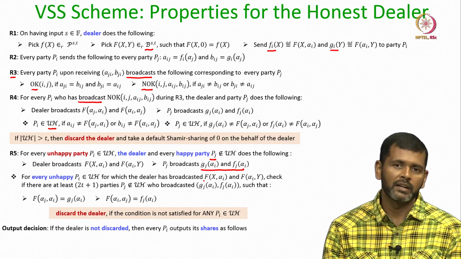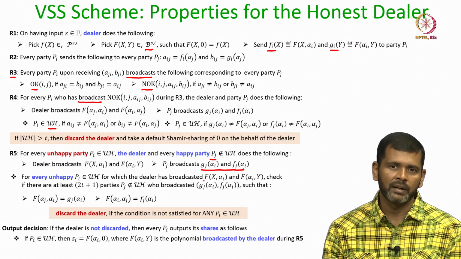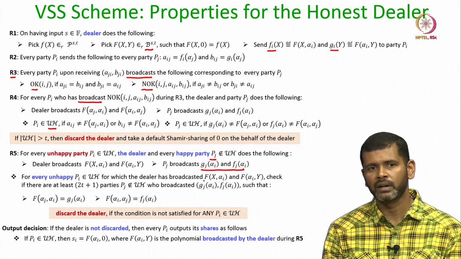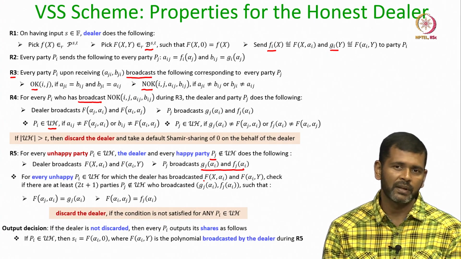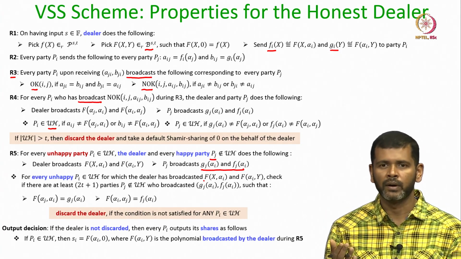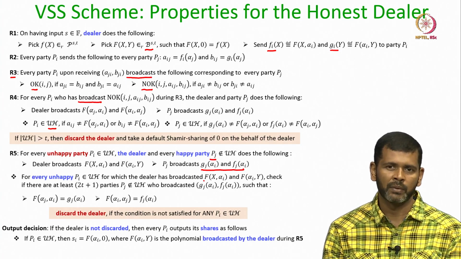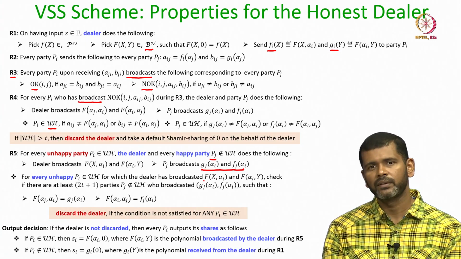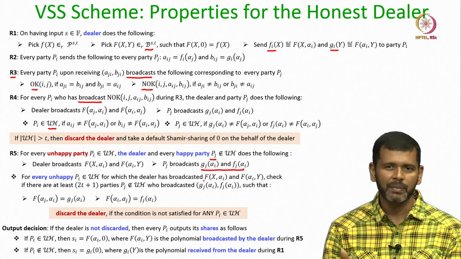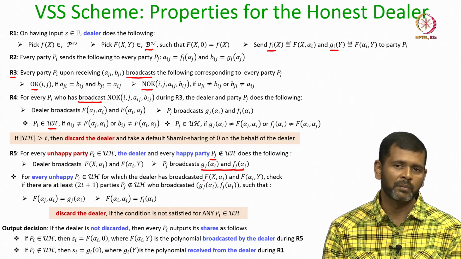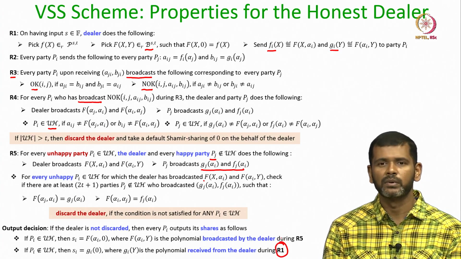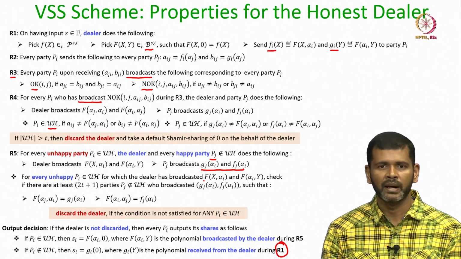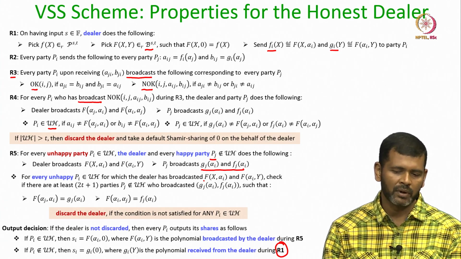Otherwise, the parties proceed to output their shares depending upon whether they are part of the happy set or unhappy set. If a party is part of the unhappy set, then it takes the column polynomial which the dealer has made public during round 5 and takes the constant term of that polynomial as its share, whereas if the party is present in the happy set, then it sticks to the column polynomial which it has received during round 1 of the protocol and outputs the constant term of that polynomial as its share. So, that is a 5 round protocol.